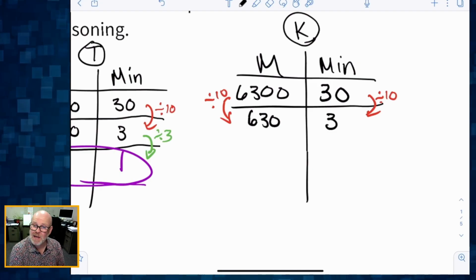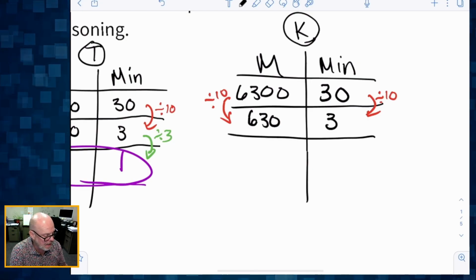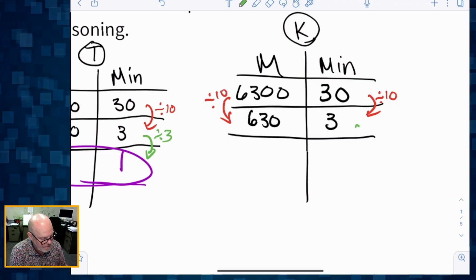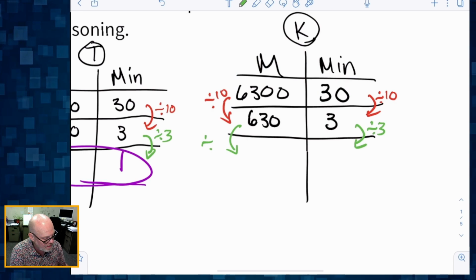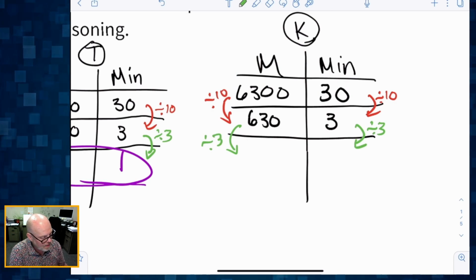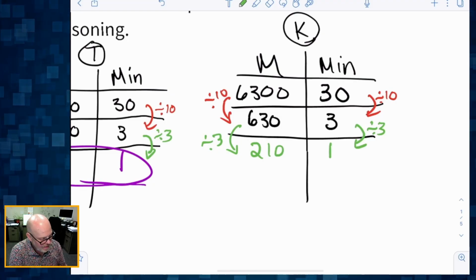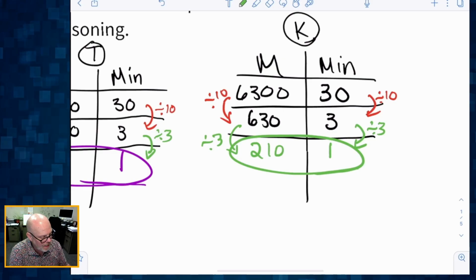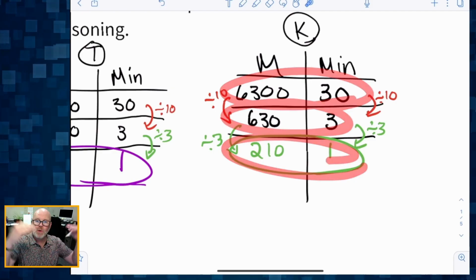Oh, that tells me a lot, doesn't it? So I see that I can divide again. I can scale them down by dividing by 3. And we get 210 in 1 minute. Now, don't forget, all of these ratios are equivalent.